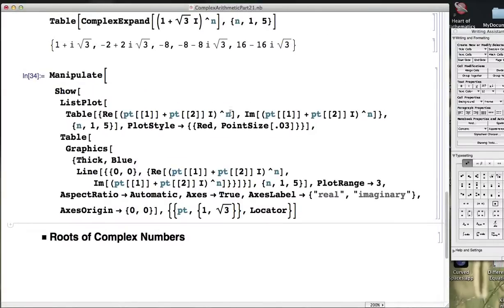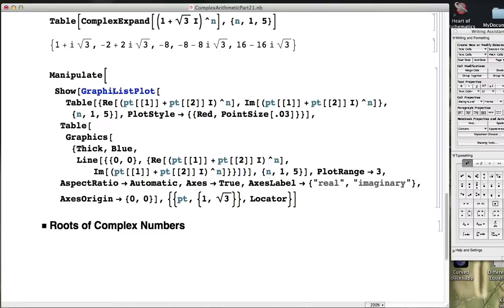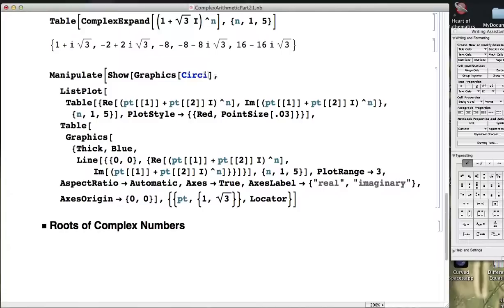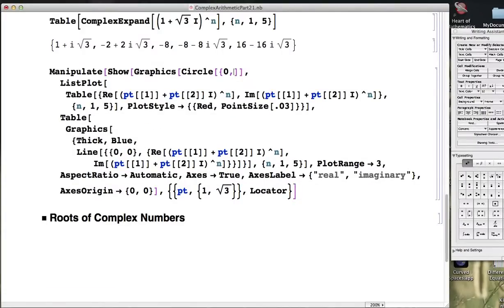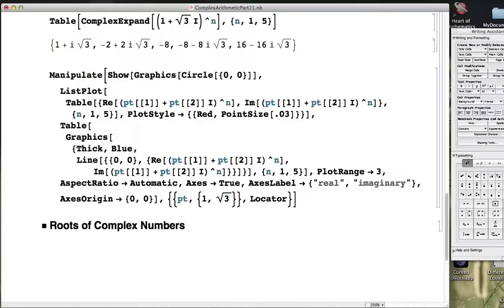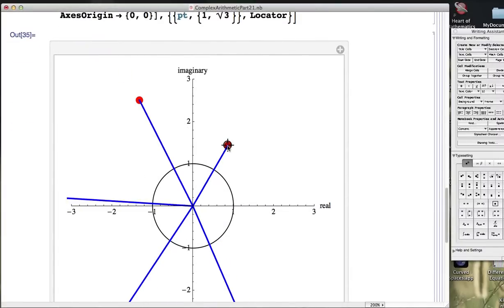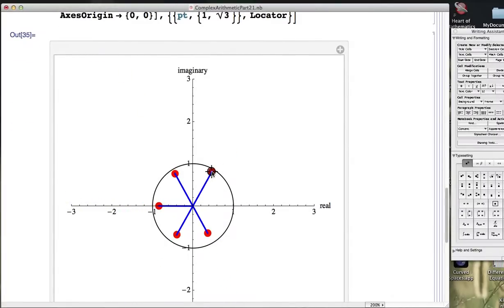Let me go ahead and add the unit circle in here and show you how to do that. Within Show, I can add Graphics and the command Circle to create a circle. If I just put 0, 0 inside here as a default option for Circle, that's going to create the unit circle, in other words, the circle of radius 1 centered at the origin in this picture. So we can see just when this change happens with the powers going further away versus going closer.